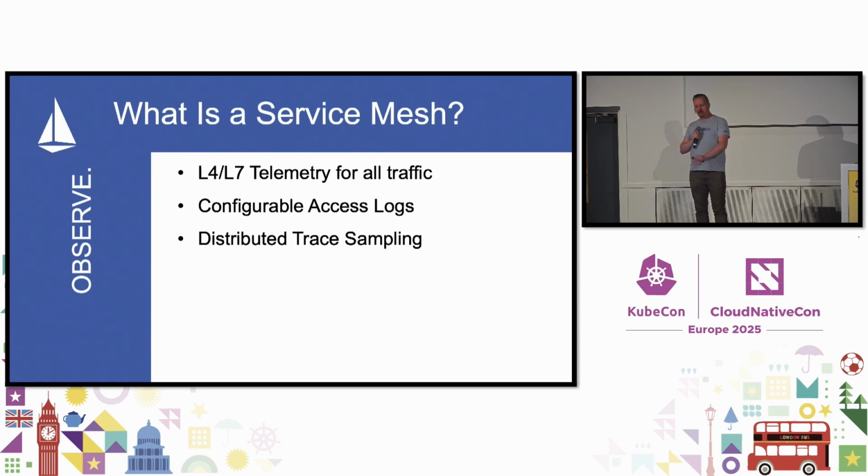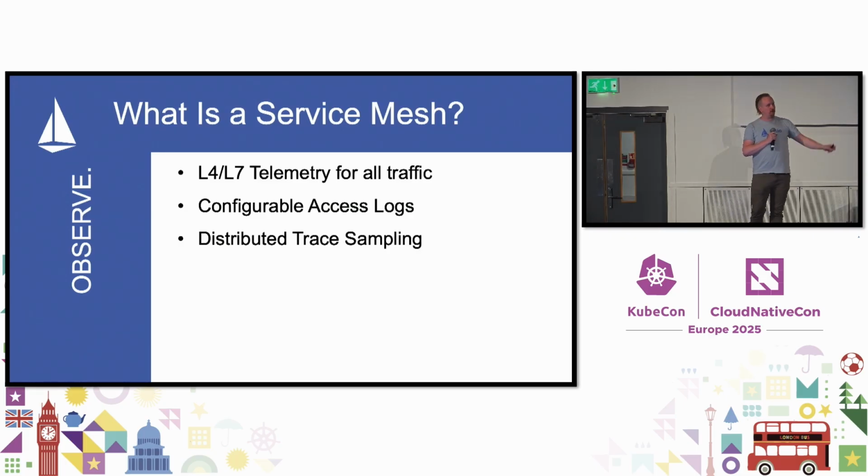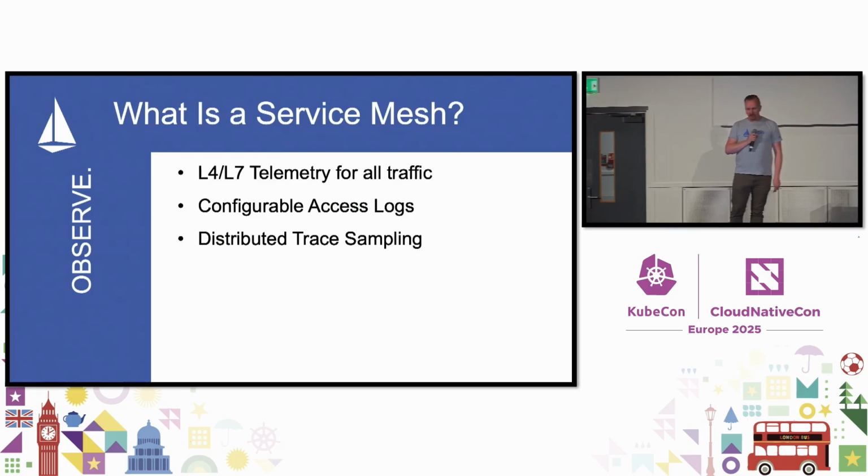Lastly, observability. You're going to get all the telemetry for every request in your mesh. You're going to get configurable access logs, distributed trace sampling. All of this should come more or less out of the box with any service mesh solution.